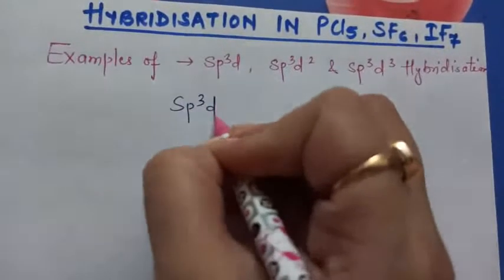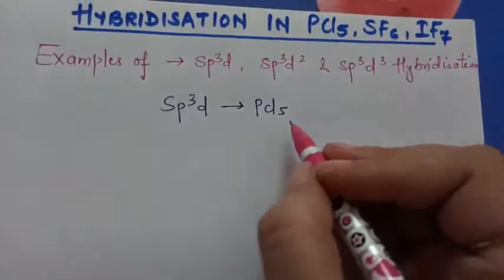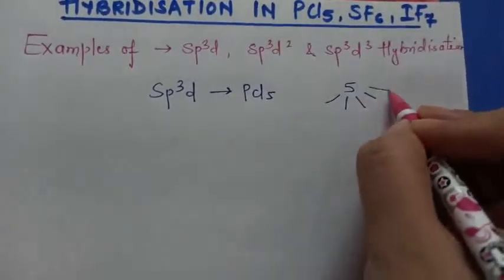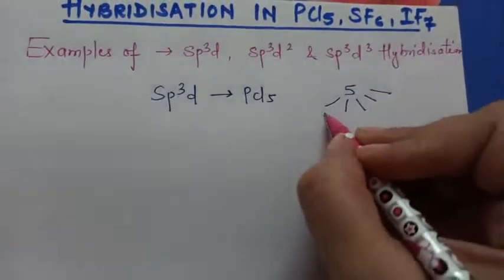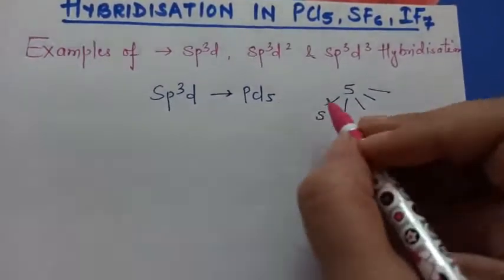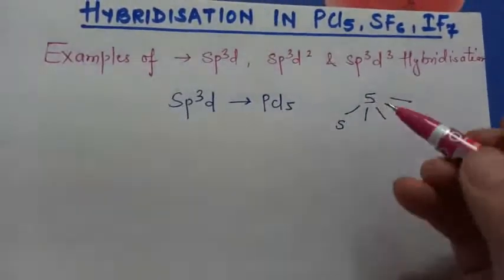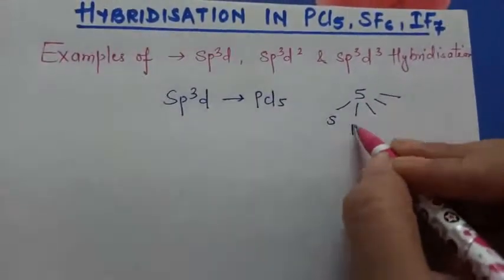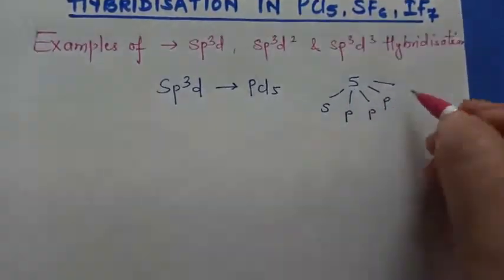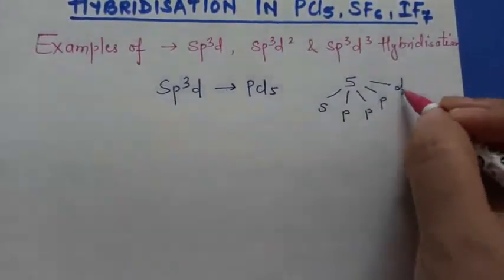In sp3d I will take the example of PCl5, right? As I told you, 5 means what? You draw 5 lines and then you start writing the hybridization. So from where did I get this 5? Whatever formula is given to you in a molecule, that number you can take and write, and then proceed to know the hybridization. So you know s is only 1, p are 3 and then 1 d. So the hybridization is coming sp3d.